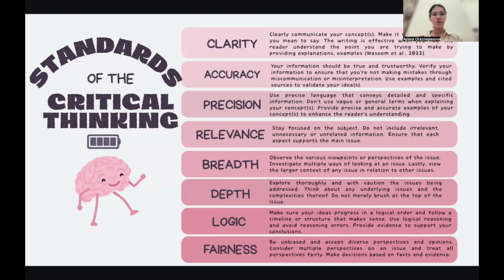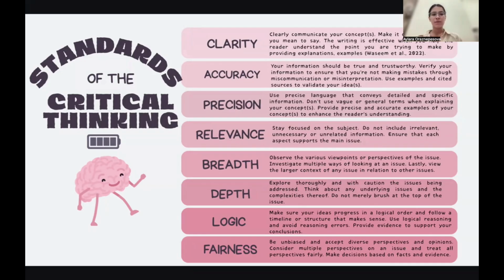For my part, this slide presents the 8 standards of critical thinking and a brief overview of what each one means. First is clarity. It means you clearly communicate your concepts and make it crystal clear what you mean to say. Writing is effective when you help the reader understand your point by providing explanations and examples.